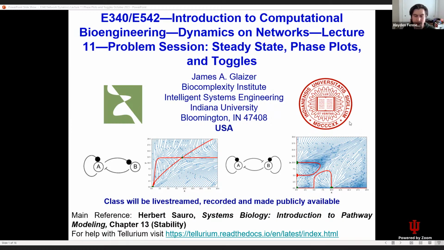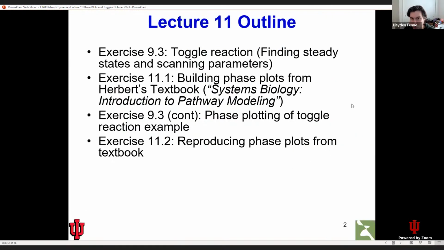And then we have an exercise on actually building the phase plots using the template code provided in Herbert's textbook. And then like James said, depending on how much time we have, we may switch over to lecture on stability once we've gotten through some of these activities.